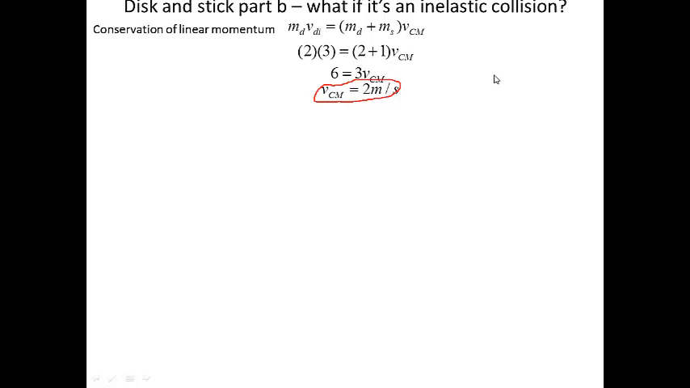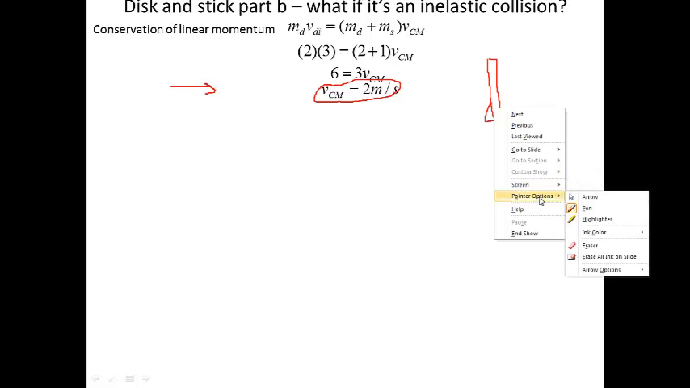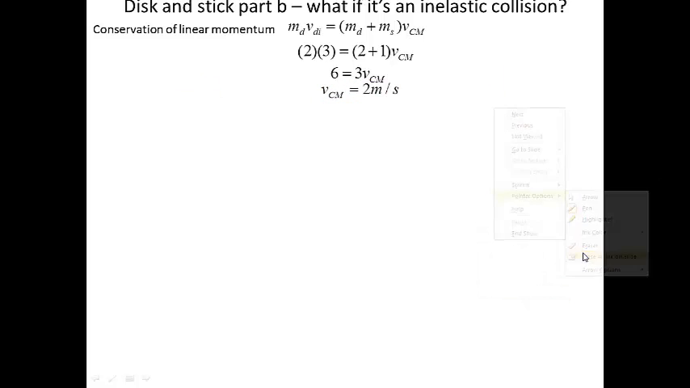So the problem also asks us to find what the final angular speed is, and that's a little bit trickier. So we know what the initial angular momentum is. We got it in part A of the problem. It's just the disk going towards the stick. However, finding the final moment of inertia is going to be trickier. That's supposed to be a stick. I'm going to erase that because it's so bad. Erase all ink on slide. Okay.